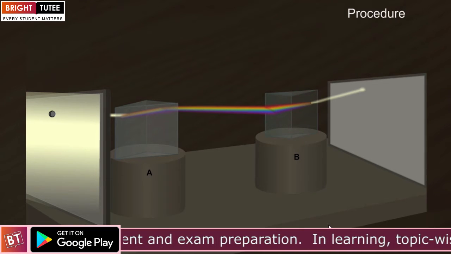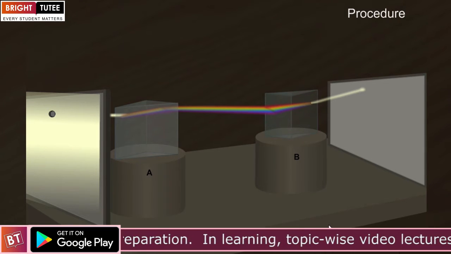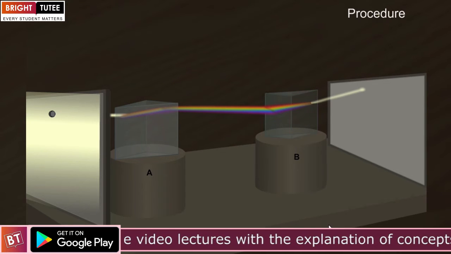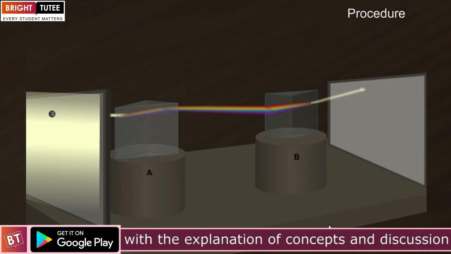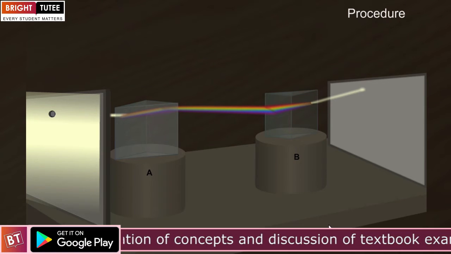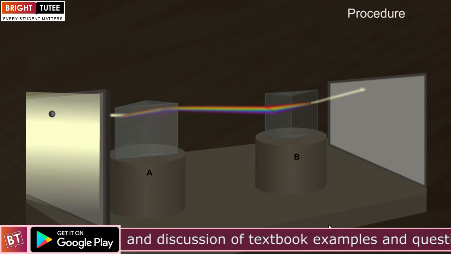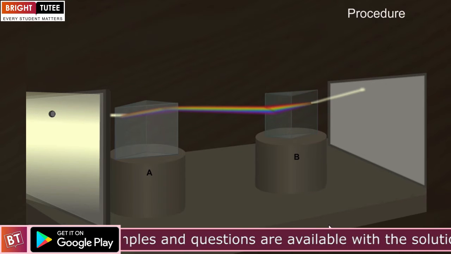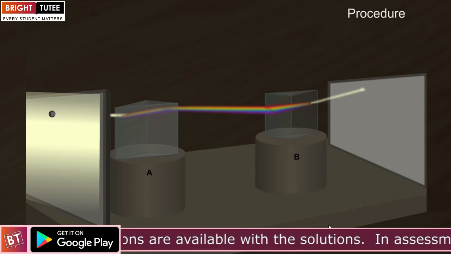In fact, prisms A and B collectively act like a glass slab with parallel sides. The prism A disperses white light and is called the dispersing prism, whereas prism B recombines dispersed light and is called the recombination prism, right?